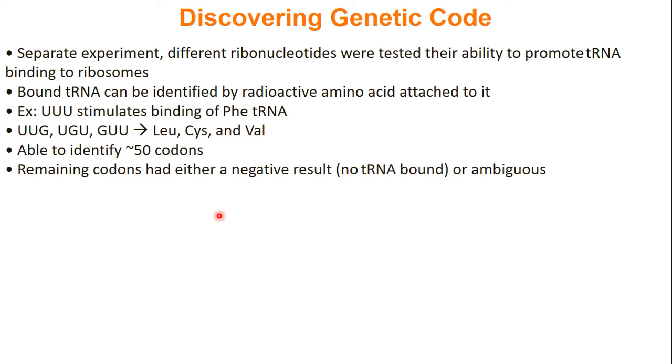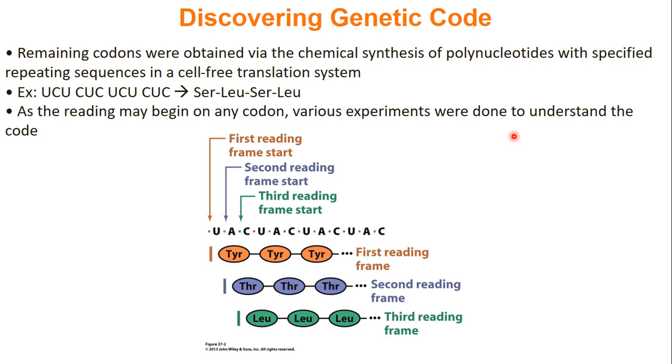Now, there were some codons that weren't discovered through this method, either because no tRNA was bound, or because we couldn't tell what radioactive signal was coming off of the amino acid. It was an ambiguous result. So the remaining codons were obtained by chemical synthesis of polynucleotides with specified repeating sequences in a cell-free translation system. For example, you would repeat UC, UC, UC, and you'd get Ser, Leu, Ser, Leu.